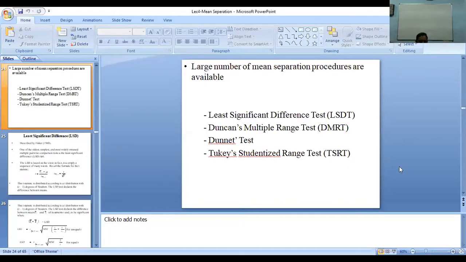Right. We are in the process of comparing the mean of different treatments. We will do that after saying that our treatment is significant. Once the treatment is significant, then we go for mean separation. It is called the mean separation technique. Here we have learned how we can do the mean separation using different techniques. Four techniques are available: least significant difference, Duncan multiple range test, Dunnett test, and Tukey test.